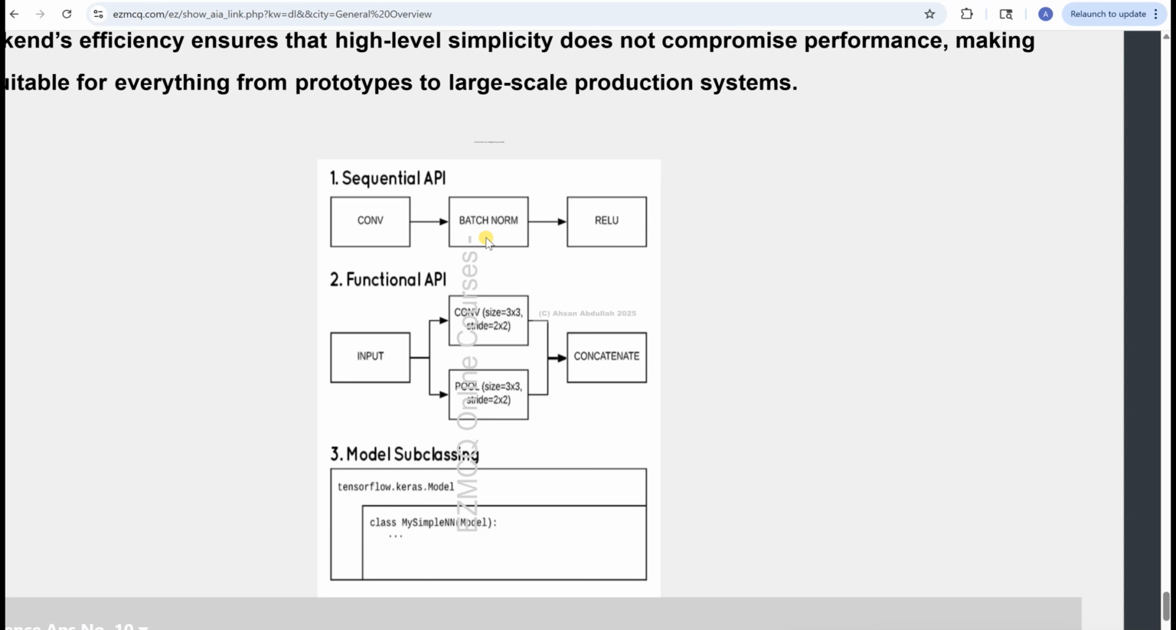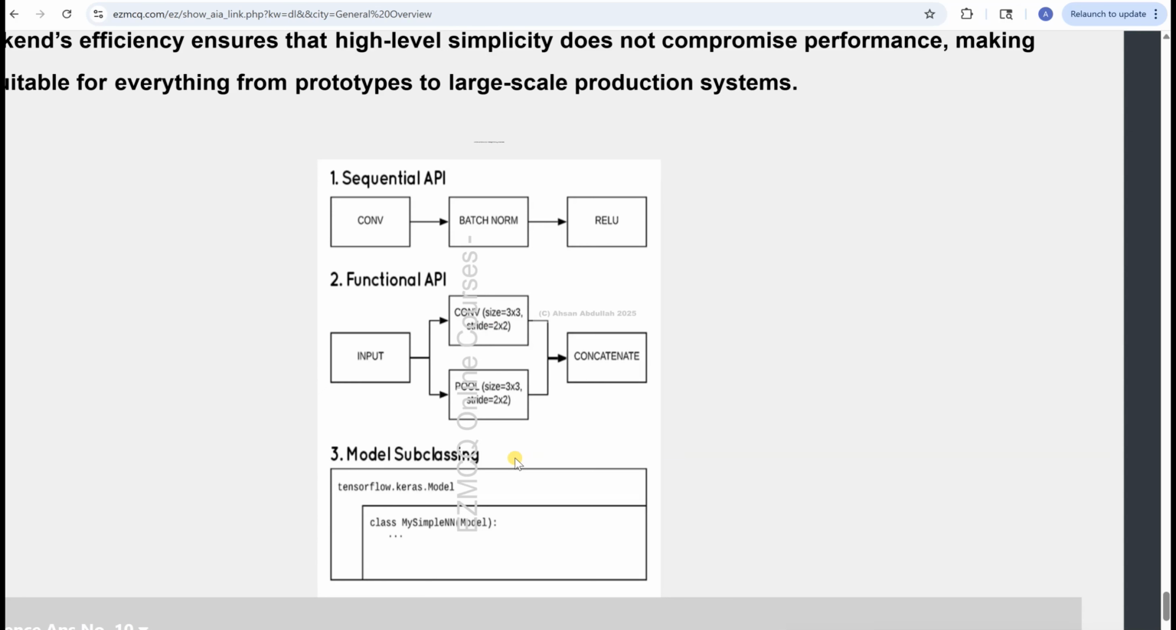Then you have the functional APIs. They support more complex architectures, such as multiple inputs, multiple outputs, and non-linear models, because life is non-linear. It allows flexibility and is good for advanced use cases. So this is simpler, this is advanced, this is linear, this is non-linear, this is single output, this is multiple output.